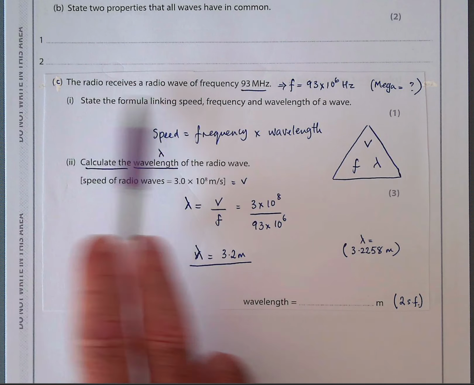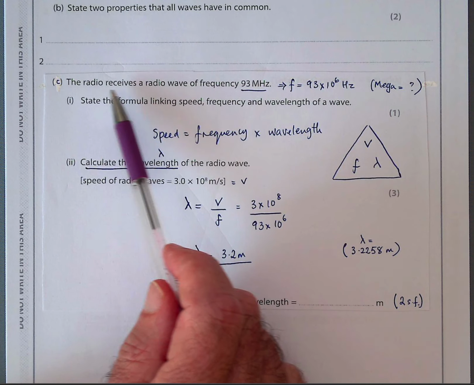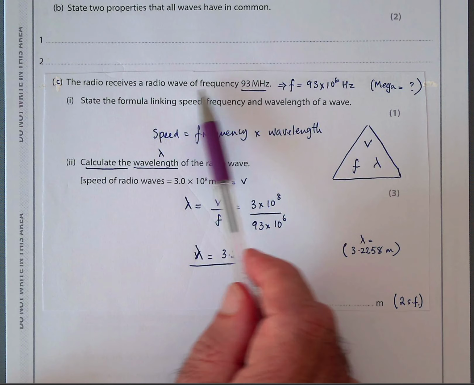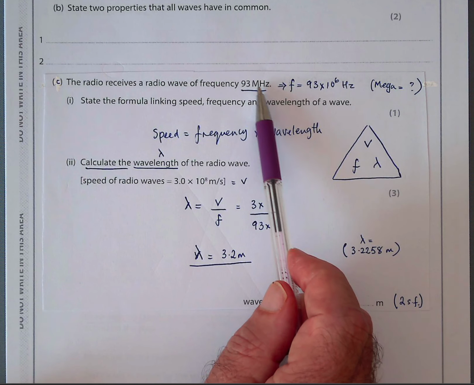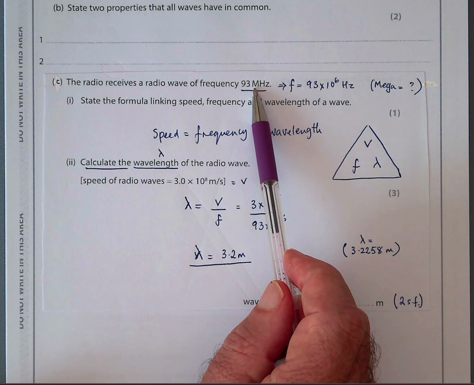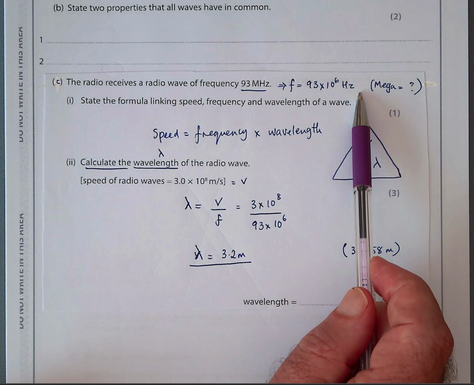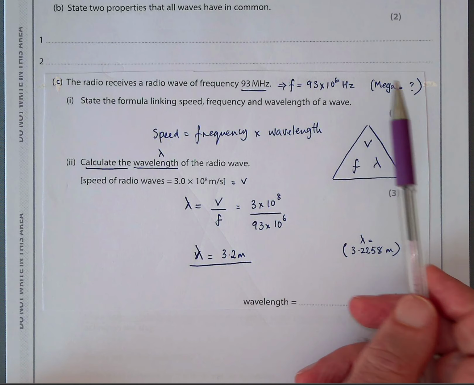I've then added in part C because there was no question on the wave equation in the questions I've chosen. So I took one from another question which we couldn't use because some of the content was from year 11, and I put it in there. A radio receives a radio wave of frequency 93 megahertz. So you need to know what kilo, mega, and giga, for example, mean in terms of standard form. So the frequency is equal to 93 times 10 to the 6 hertz. Do you know what mega means?